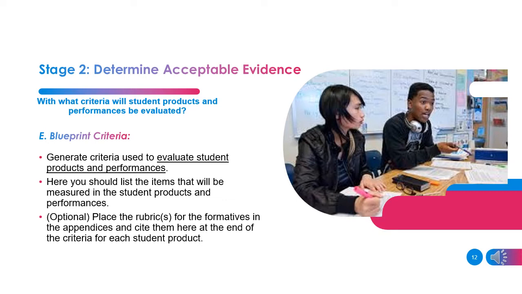Remember that the products and performances could be homework, it could be activities within the classroom like a small group assignment where you gave them feedback. Make sure that you list the items that will be measured in these products and performances. It is optional that you place the rubrics from the formatives in the appendices. If you do, please cite them here at the end of the criteria for each student product.